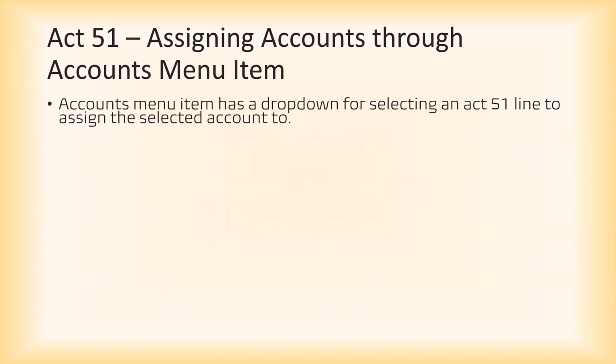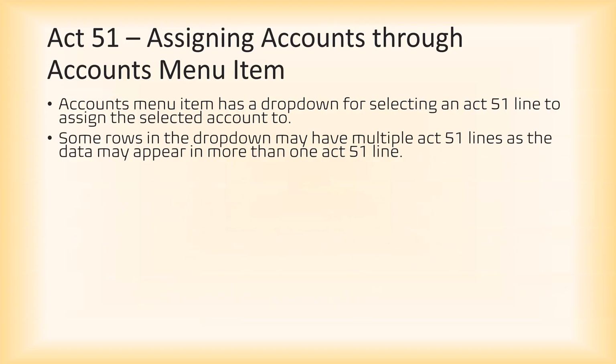When you're in the accounts menu item, we have a drop down for selecting an Act 51 line to assign the selected account to. Some rows in the dropdown may have multiple Act 51 lines, as the data may appear in more than one Act 51 line. So it'll be like line 55, comma 125. It'll appear in both rows on the spreadsheet, in both 55 and 125.